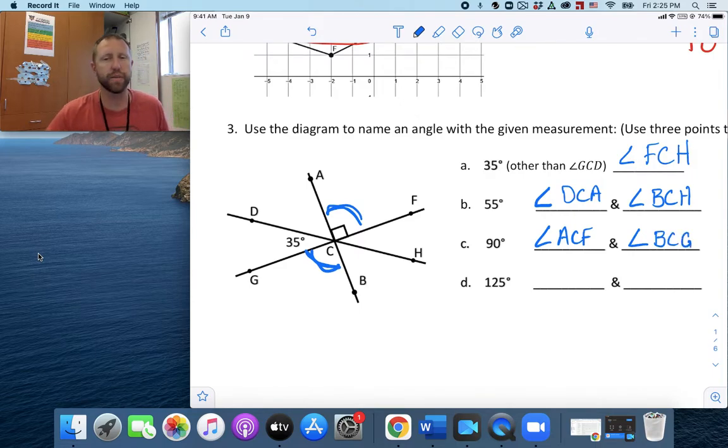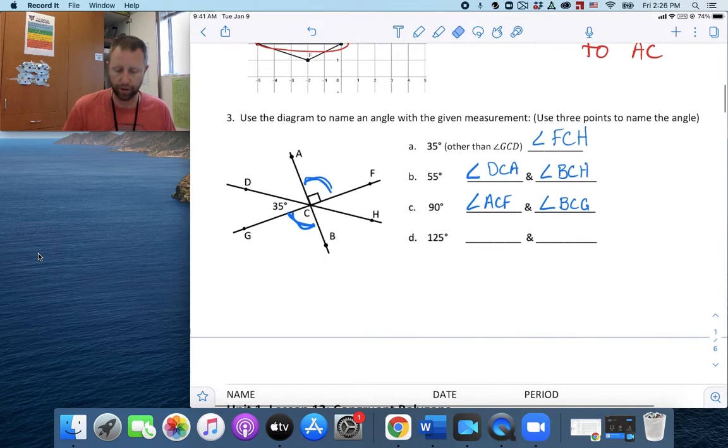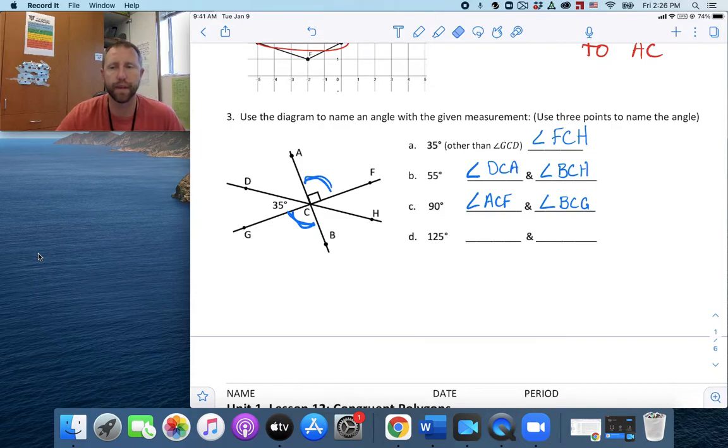I had some questions about, does it matter which endpoint you start with? Like, could I label this one that I just did as angle GCB instead? Yeah, absolutely you could. Yes. Okay, that is the same. That's labeling the same angle. The order does not matter for identifying that angle.